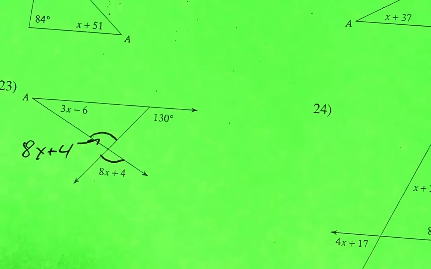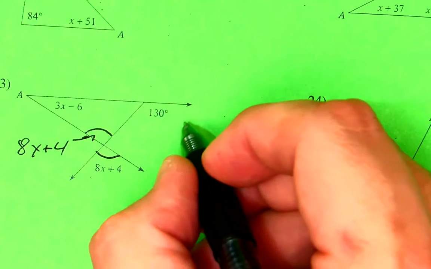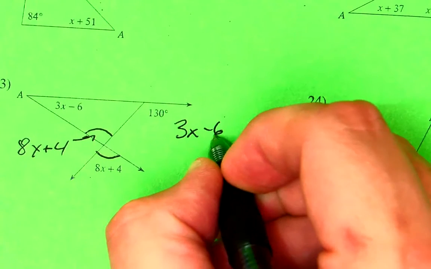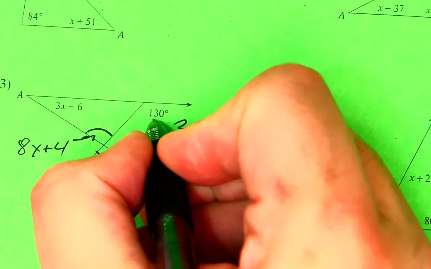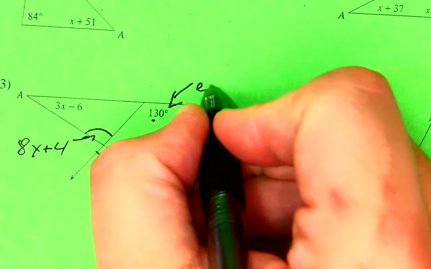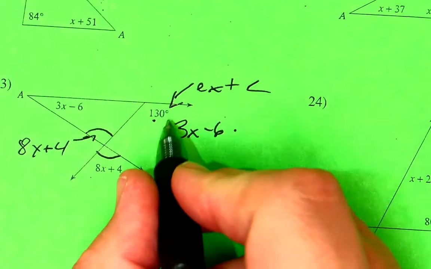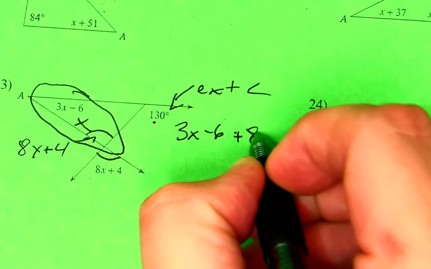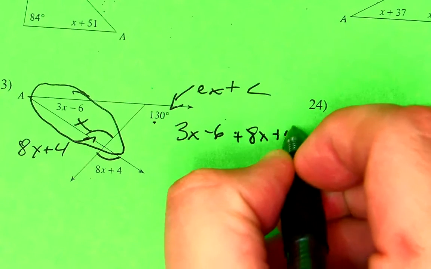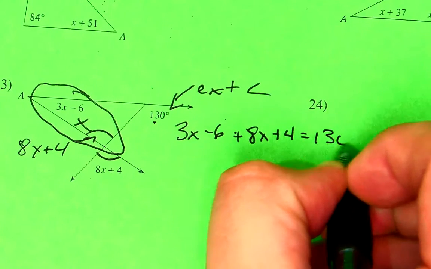Now, I'm going to show you something really cool. You get 3x minus 6, because now you have an exterior angle, which says the exterior angle is going to be equal to these two angles added together. So 3x plus 6 plus 8x plus 4 is equal to 130.